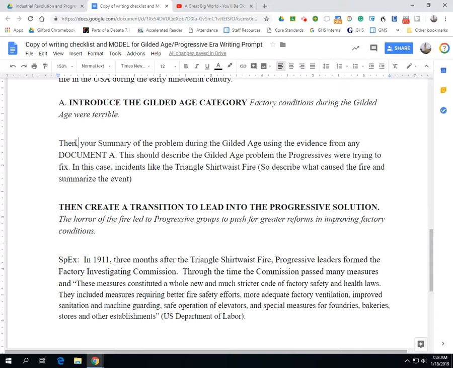What was the horrificness of that fire, ending with 146 women dying. And then that would explain the problem that you're trying to face. You will need in-text citations for this part of your part A, and this should be at most 4 to 5 sentences. Pointedly, though, try to avoid using direct quotes.